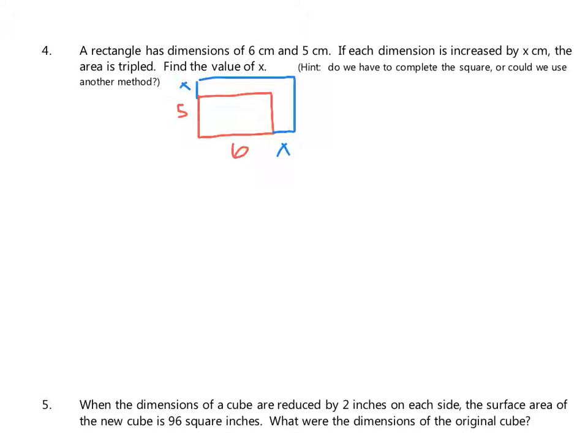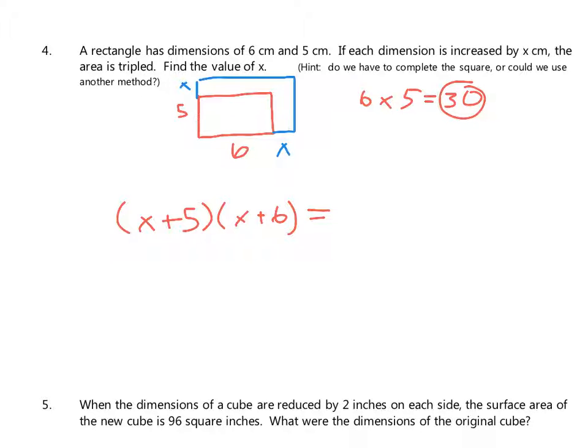So we know the old dimensions were 6 by 5, which has an area of 30. And then the new dimensions are x plus 5 times x plus 6. And we know that this area is tripled, so we take 30, multiply by 3. The new area should be 90. And we need to solve that.